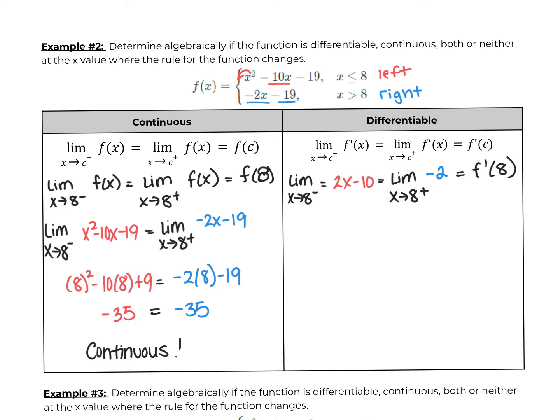So let's do some calculations. The limit from the left means we're going to plug in 8. So 2 times 8 minus 10. And the limit from the right means that we're going to plug in 8. But again, there's nothing to plug in, so we're just going to say the limit is negative 2. So if we calculate the left side, 16 minus 10 is 6. So you're going to notice that 6 is not equal to negative 2. So the function is continuous, but it's not differentiable.